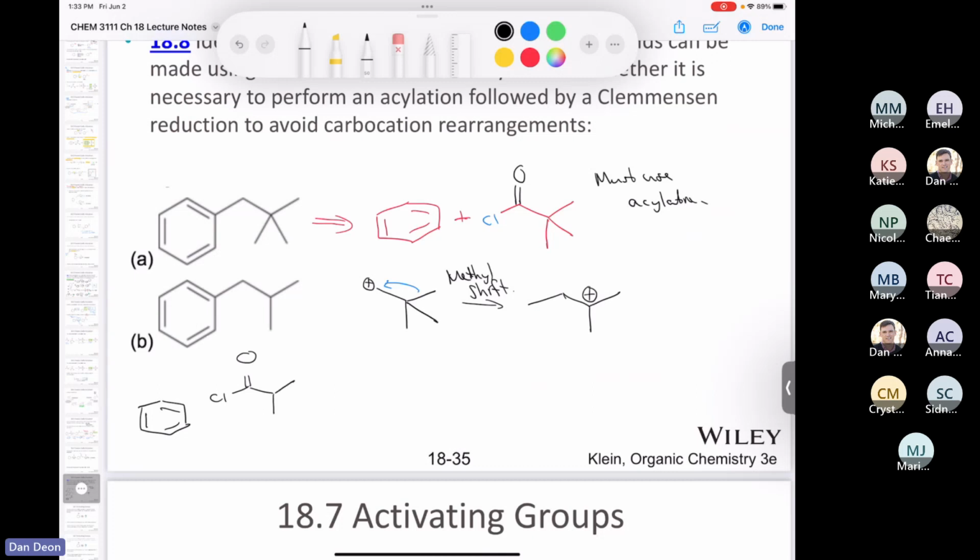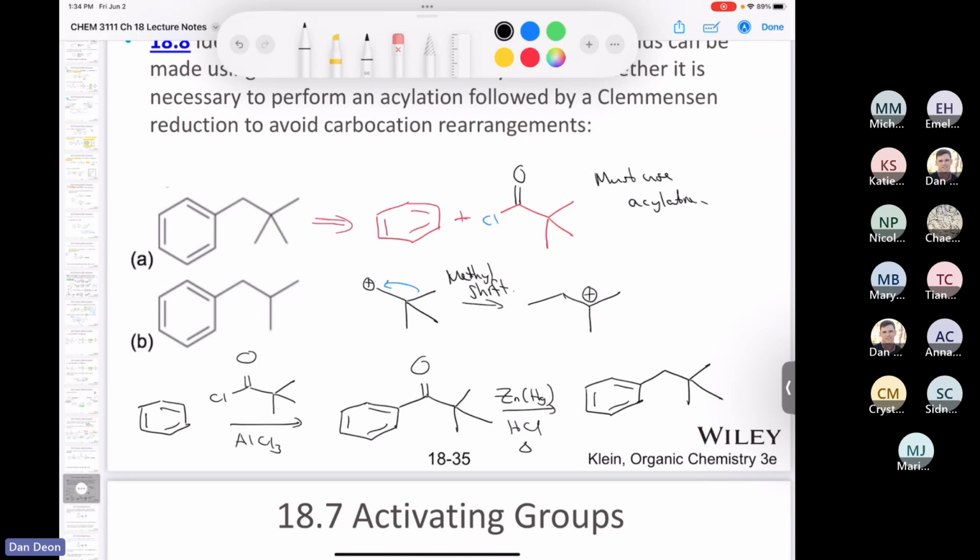So yeah, there we go. Make sure I have everything in the right place. We need our Lewis acid, and that's going to give us the acylation product, which is going to be this. All right, like so. And then we're going to reduce that carbonyl using the zinc mercury amalgam. We need HCl, and we need to heat that up, and that's going to give us the desired product. It's going to look just like that.